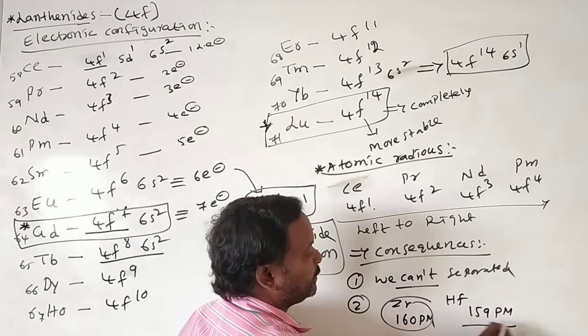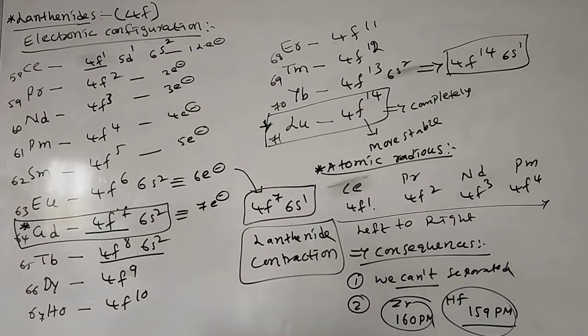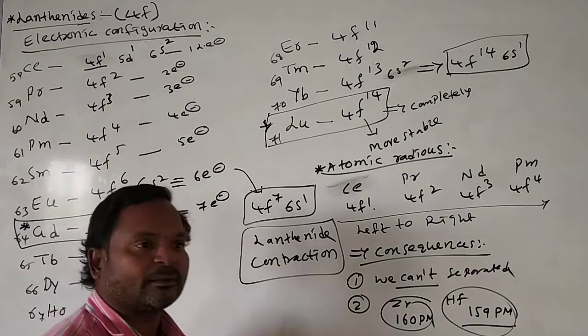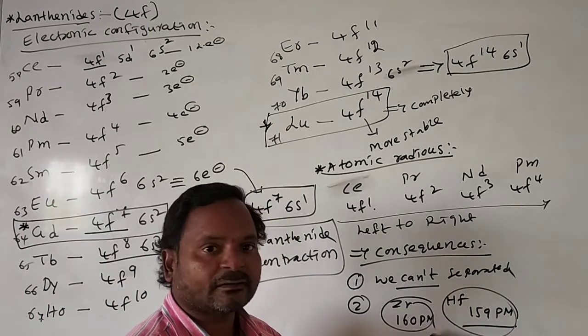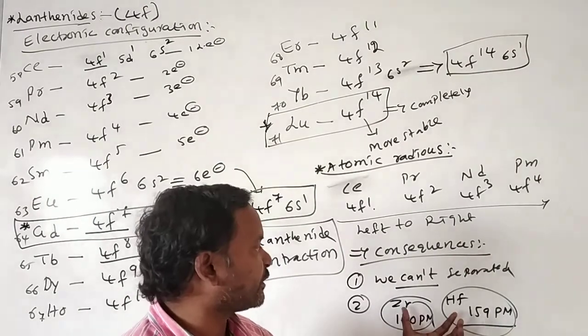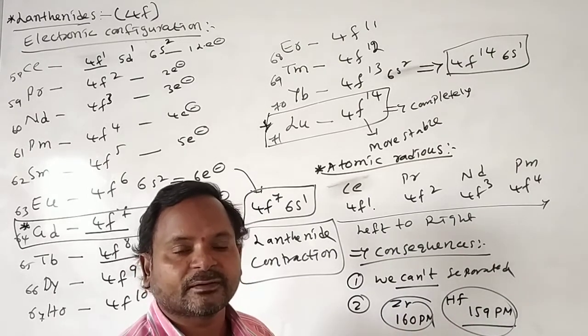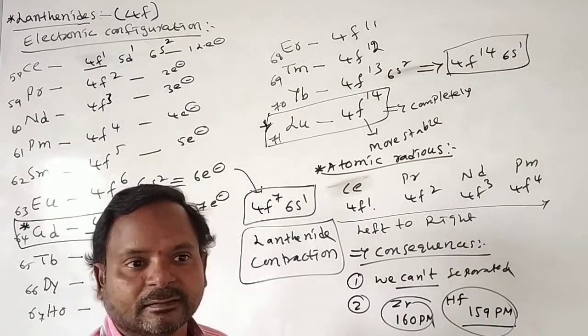Both are having the same atomic size due to lanthanide contraction only. Due to lanthanide contraction, we can't separate these two. Why? Both are having the same size. That's why we can't separate these two by using physical methods or chemical methods.